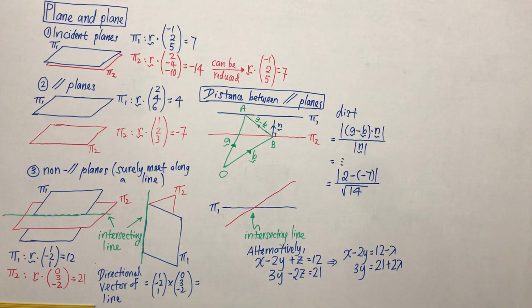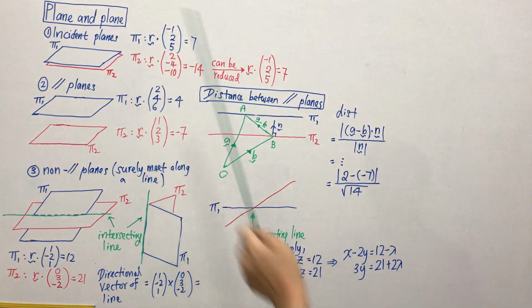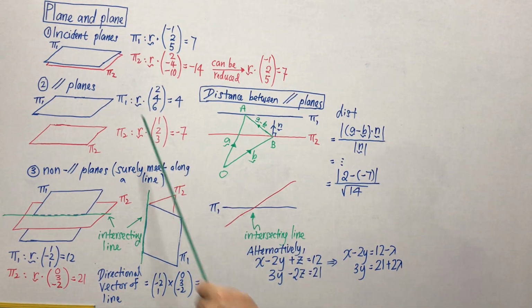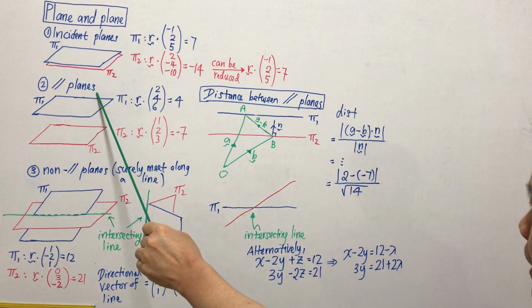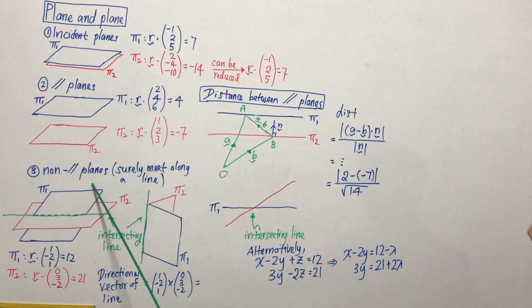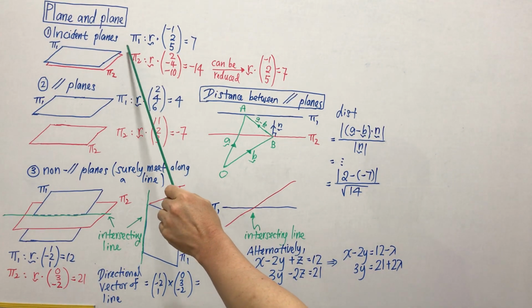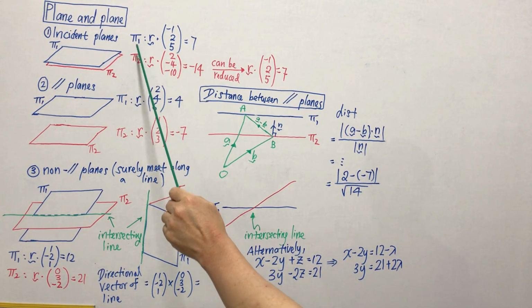In this video, we want to look at the dynamics or the relationship between a plane and a plane. Firstly, they can be known to be what is called incident planes. Next, they can be what is called parallel planes. And thirdly, non-parallel planes.